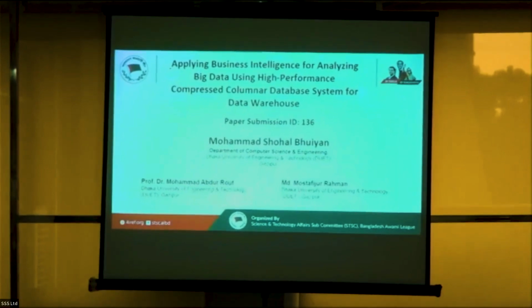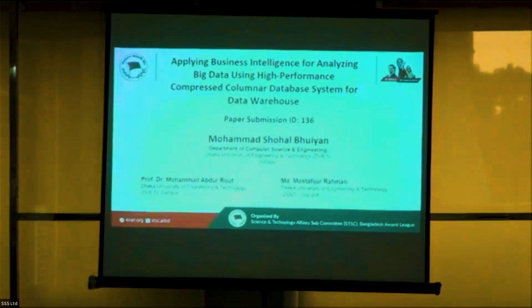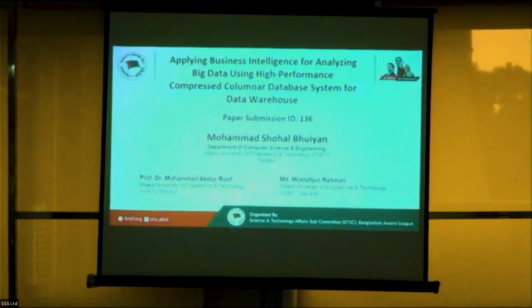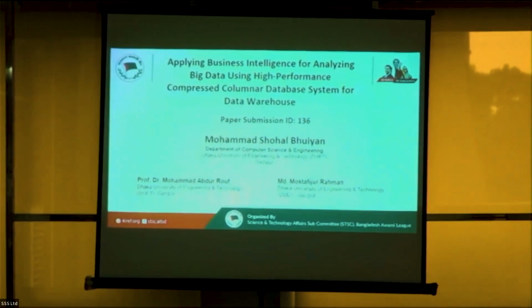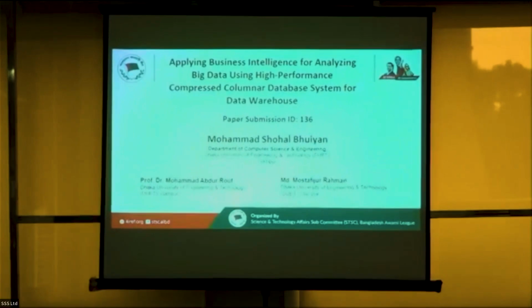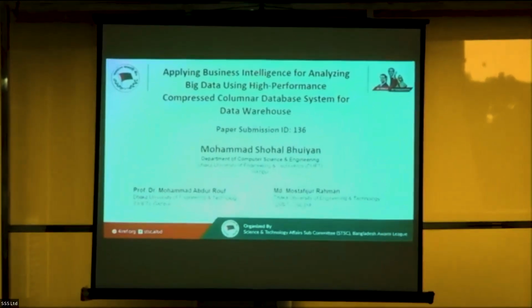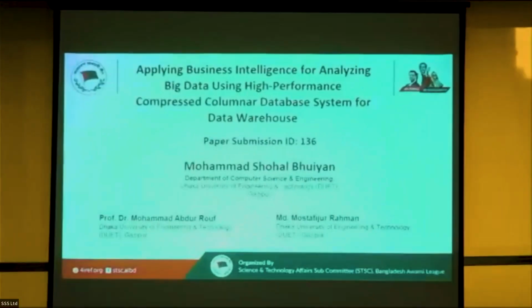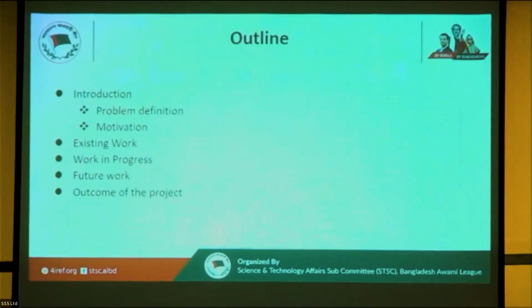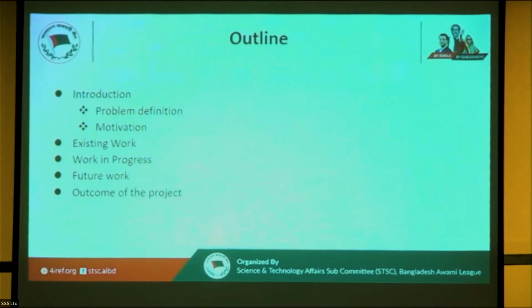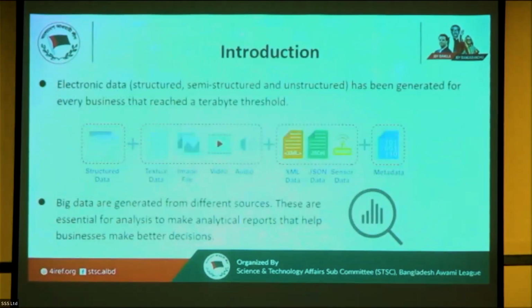The title is Applying Business Intelligence in Big Data Using High-Performance Compressed Columnar Database System for Data Warehousing. There are three main things I would like to explain. One is business intelligence, another is big data, and the last one is data warehouse. I will explain step by step. This is the outline. In this part, I am explaining about the data, I mean the electronic data.